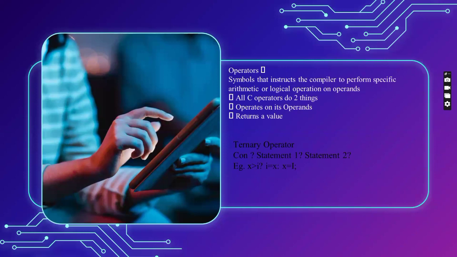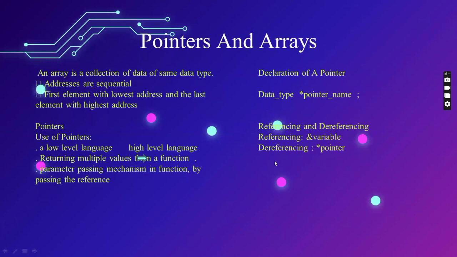So we have the operators. The operators are symbols that instruct the compiler to perform specific arithmetic and logical operations on operands. All C operators operate on operands and return a value. We have the bitwise operators, then the ternary operators. We also have another operator, which is called sizeof. You can see a ternary operator here.